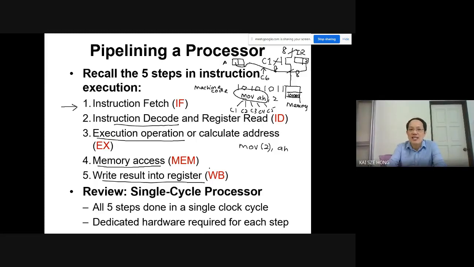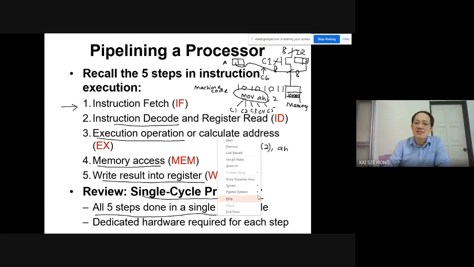Write result into register and access the memory. So these are the five stages that you must be able to memorize, because this is very important for all the computer architecture students. You must know all these five stages of a computer. Now, review: for a single cycle processor, all the five steps are done in one single clock cycle.